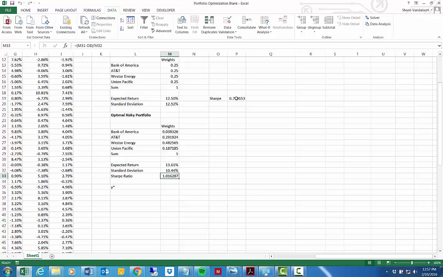That gives us a much better Sharpe ratio. We went from 0.759153 to 1.016287. So we improved our risk-return trade-off fairly dramatically by changing the weights in our portfolio. Finally, we're looking at this from the point of view of the risk-averse investor.